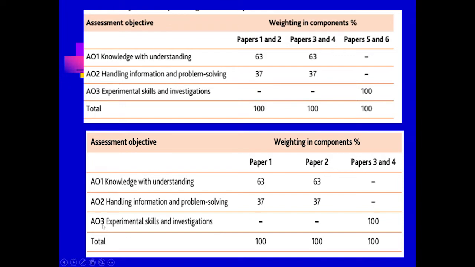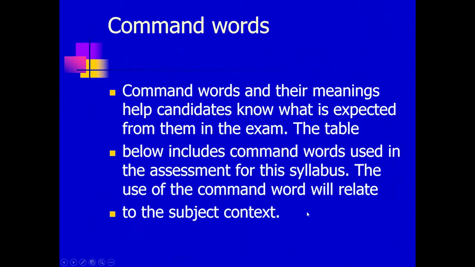Assessment objective 3 is experimental skills and investigation. In Paper 5 and Paper 6, all the rest of the 100% of the questions are experiment-based questions and their investigation.